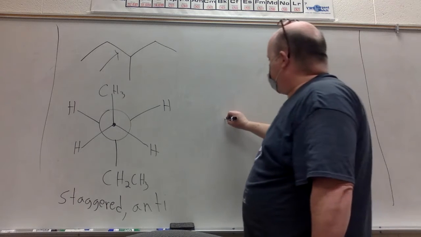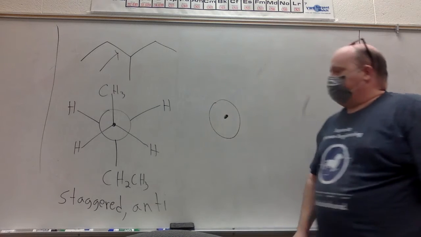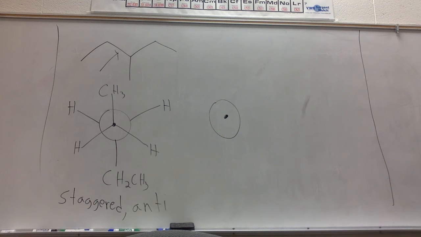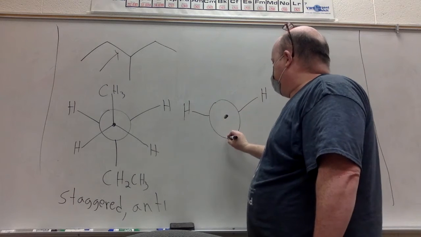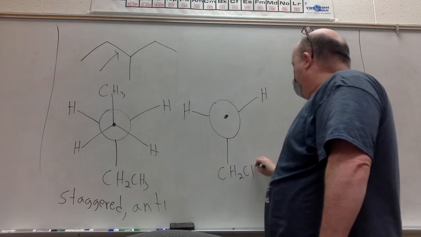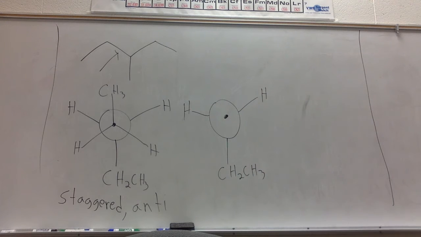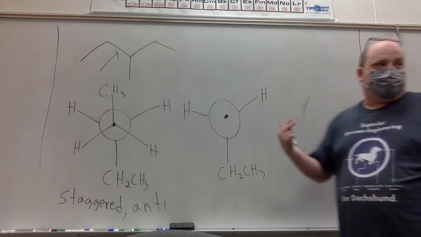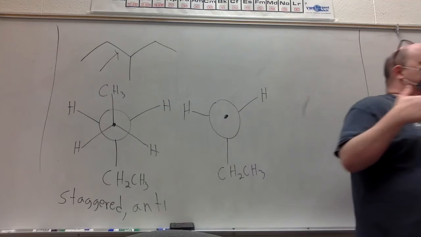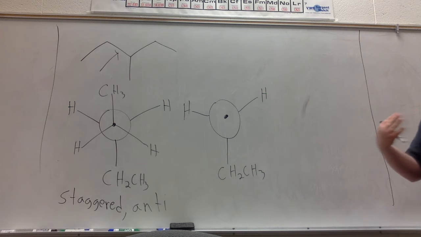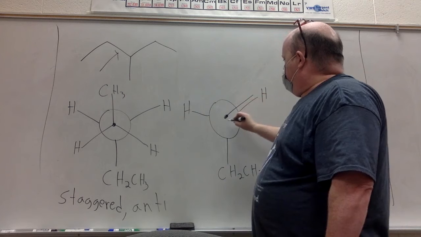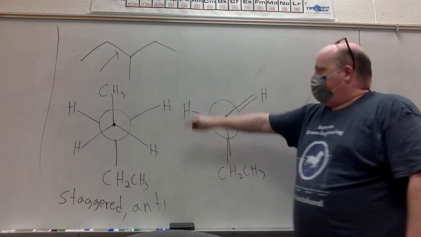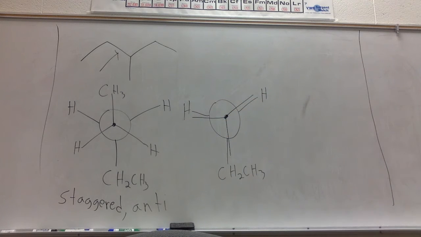So draw a second one. Just keep our circle and the dot. You pick one of them, either the back or the front carbon, and keep those groups exactly where they are. I always like to keep the back carbon groups in the same spot. And then you rotate the other one 60 degrees. This can be clockwise or counterclockwise. Just make sure you do it the same direction every time. I'm going to rotate the front carbon groups clockwise 60 degrees. And when you do that, you go from a staggered to an eclipsed conformation.